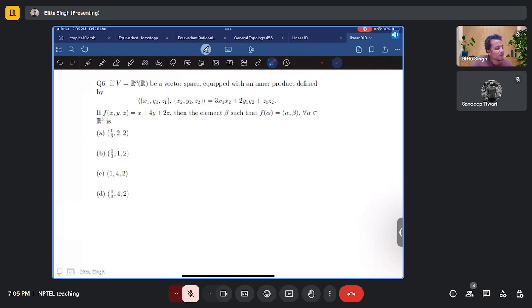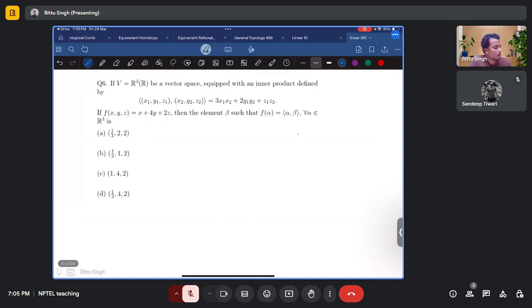So let us see the next question. Here, the inner product is not the usual one. It is a slightly different inner product. There are some coefficients. So with this inner product, what do we need to do? F is given as this equation, then the element beta. We need to find this beta such that F alpha can be written as alpha inner product with beta. So let me state some facts.